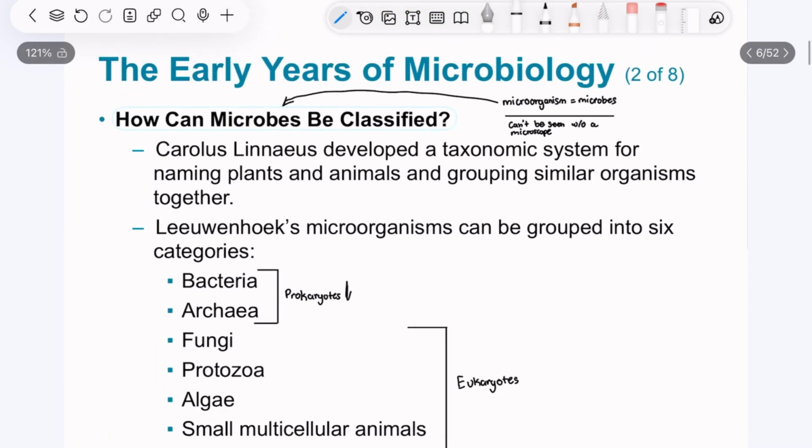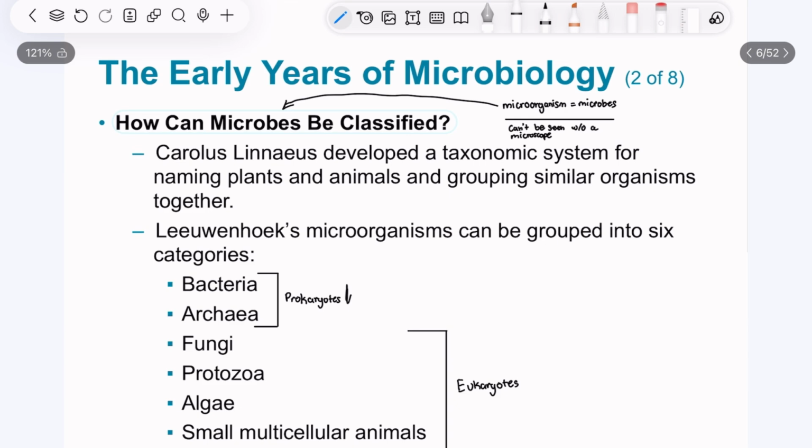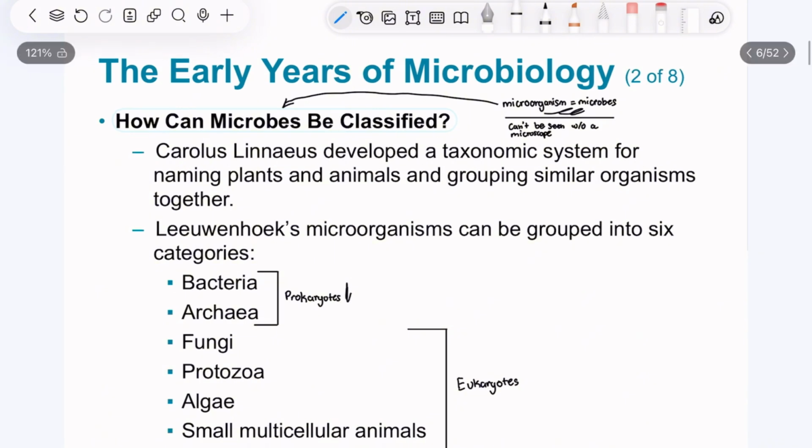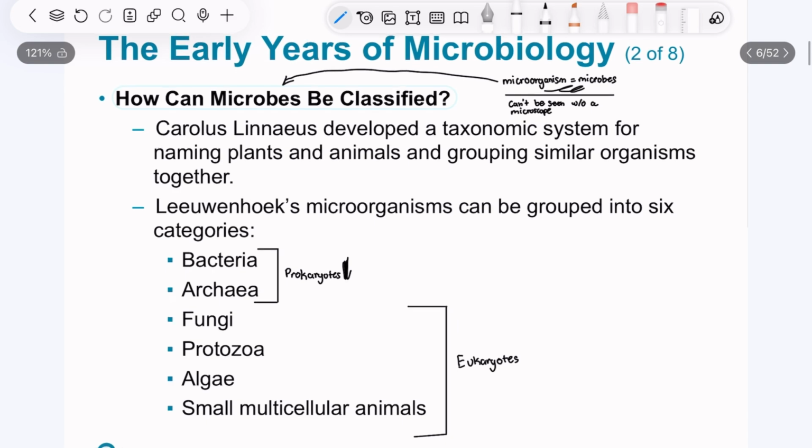So how can microbes be classified? Microbes or microorganisms are the same thing, which means they can't be seen without a microscope. So how can they be classified? Well, Carolus Linnaeus developed a taxonomic system for naming plants and animals and grouping similar organisms together. So Leeuwenhoek's microorganisms can be grouped into six categories, which are bacteria, archaea, fungi, protozoa, algae, and small multicellular animals. Bacteria and archaea are also known as prokaryotes. Fungi, protozoa, algae, and small multicellular animals are known as eukaryotes.